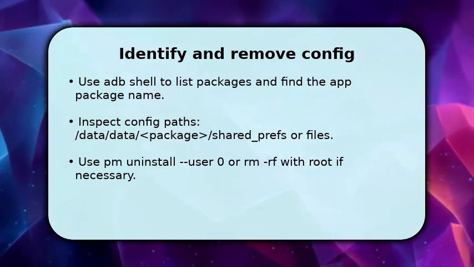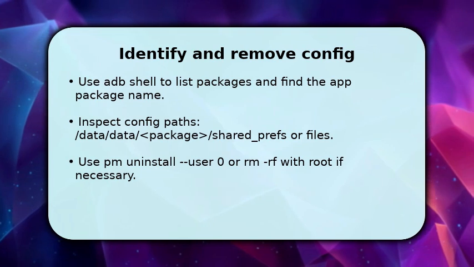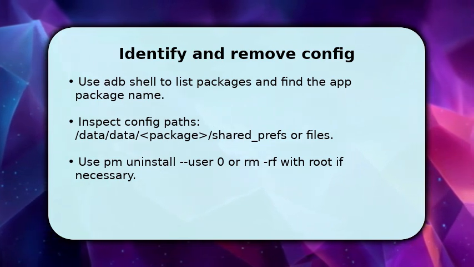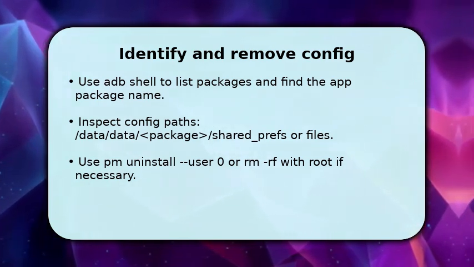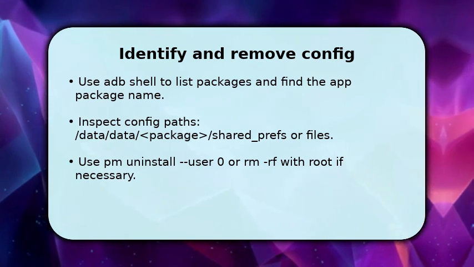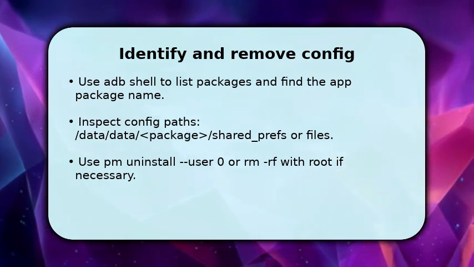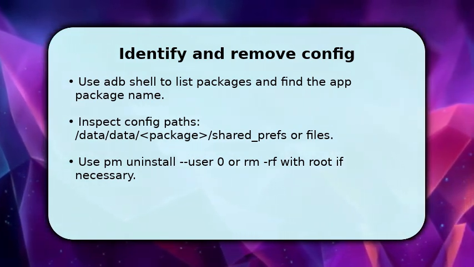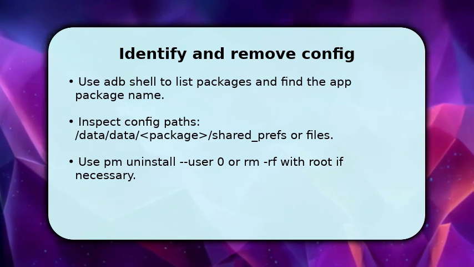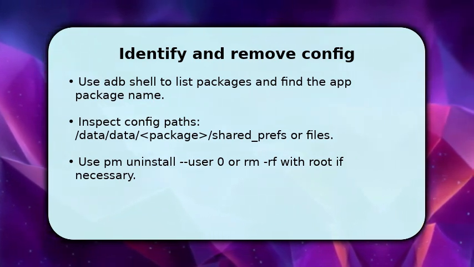Run adb shell and use pm list packages or pm path name to get the package name. Navigate to likely locations like /data/package, /shared-prefs, or /data/user/0/package/files to locate app config files.